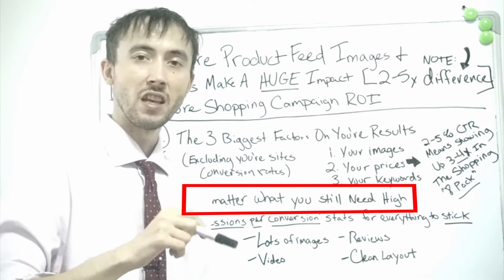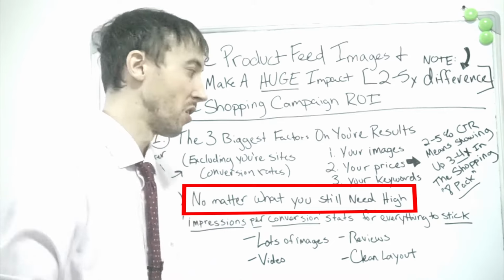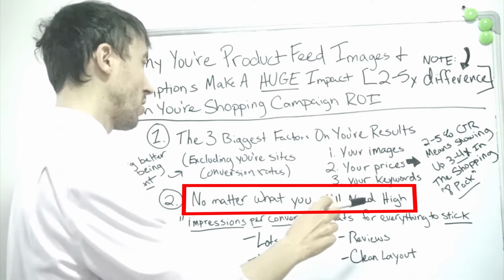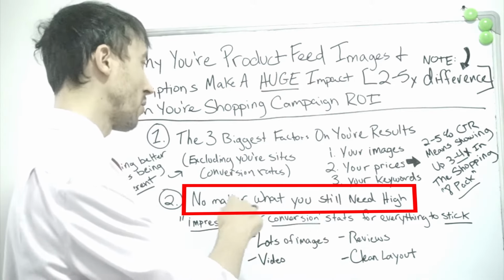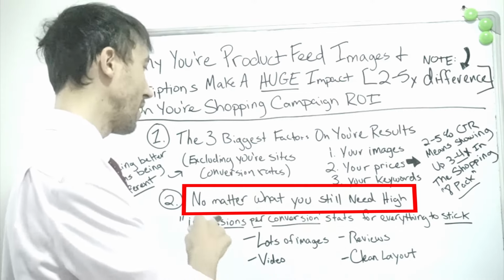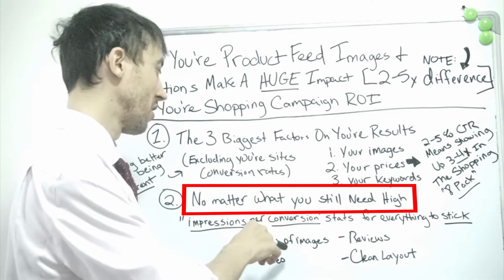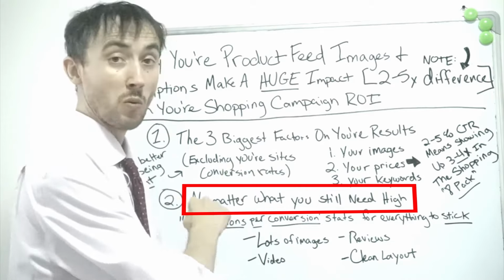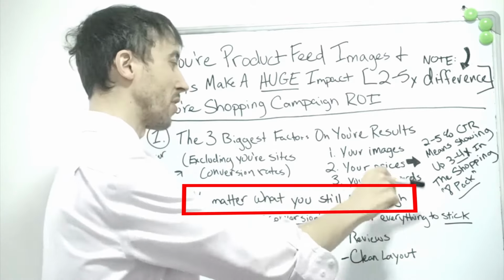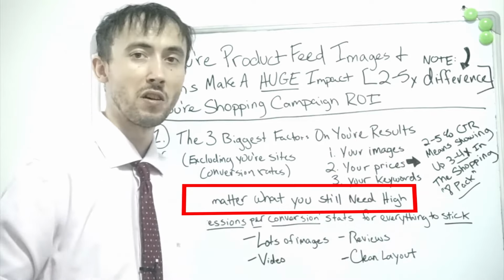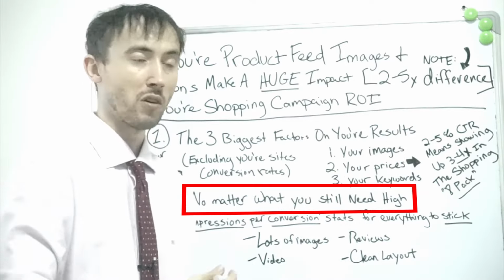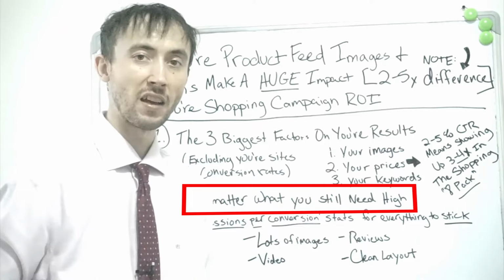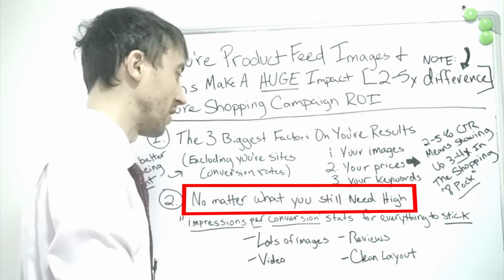So no matter what you do, you still need a high impression per conversion, or as I describe it, stats for everything to stick. So you get a 5% click-through rate, you're getting a lot more searches, you're showing up 3 or 4 or 5 times in the 8-pack, like I mentioned, that you can do if you optimize these three things.